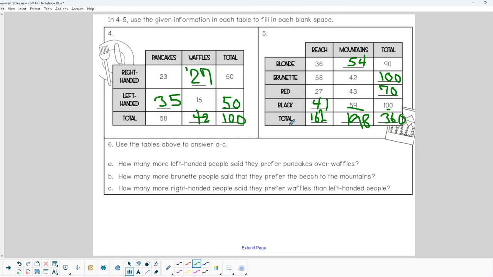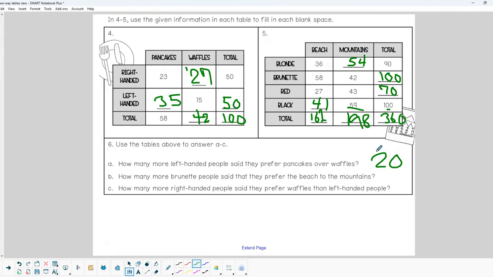Very good. Okay. Use the tables above to answer A through C. How many more left-handed people said they prefer pancakes over waffles? Well, 35 is 20 bigger than 15. So that's going to be 20. And that's how many more.